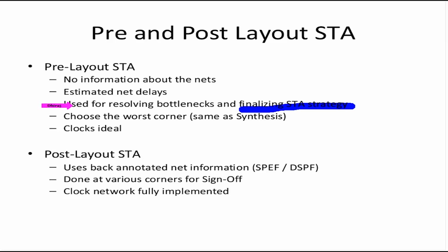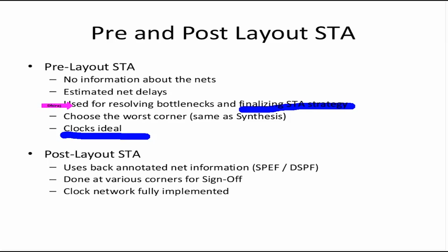This is very important: choose the worst corner, same as synthesis. Ideal clocks. What it means is that there is no clock tree in place. Ideal means that the clock reaches all the registers at the same time. Let's say you have a single clock in your design, it drives 1000 registers. The clock will reach all the 1000 registers at the same time. In most cases, the delay would be 0. Why? Because you don't have any information about the delay.